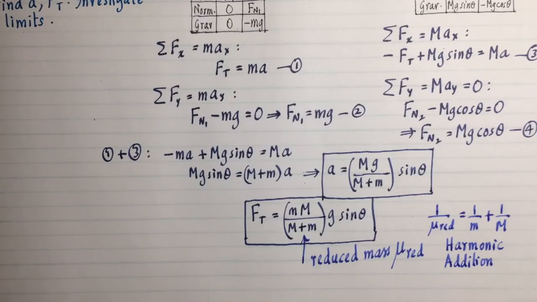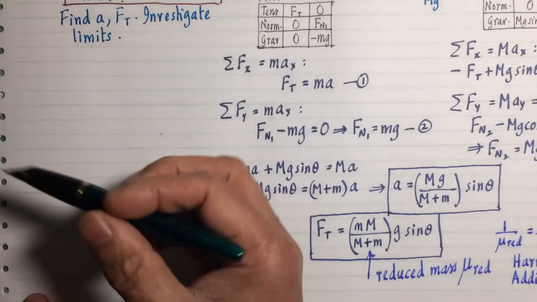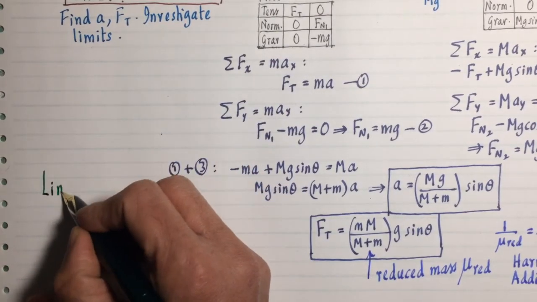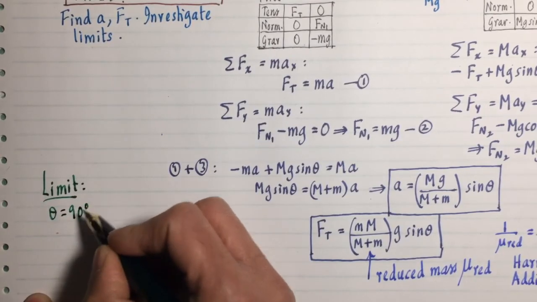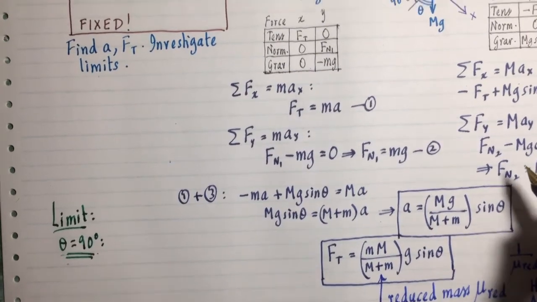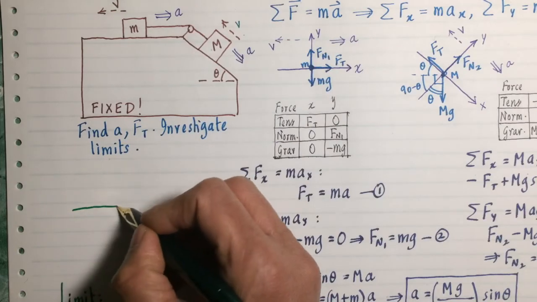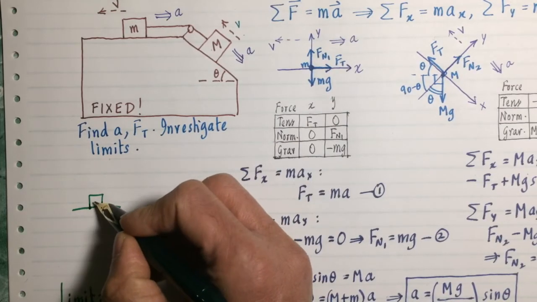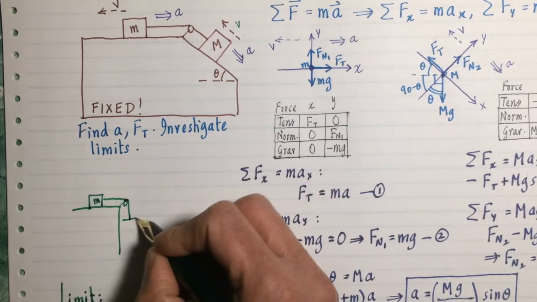So the last part is limits, as I promised. So let's take a couple minutes to look at the limits. The only limit I can think of that actually is interesting are the angle limits. So let's look at the limit of theta equals 90 degrees. Theta equals 90 degrees simply corresponds to this mass M hanging off a cliff. I'll draw a separate picture for it quickly. It would correspond to this picture. It's one of the problems we did in class.